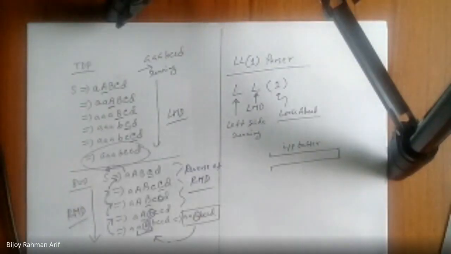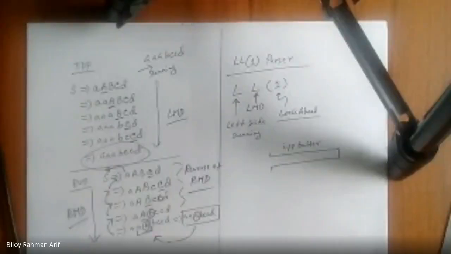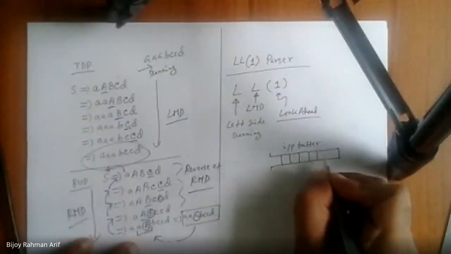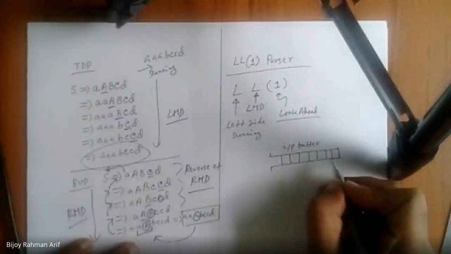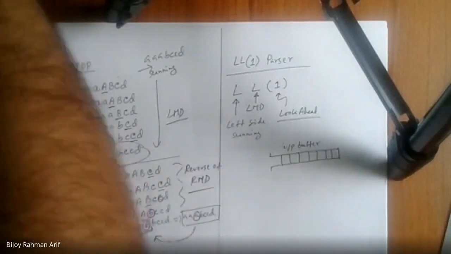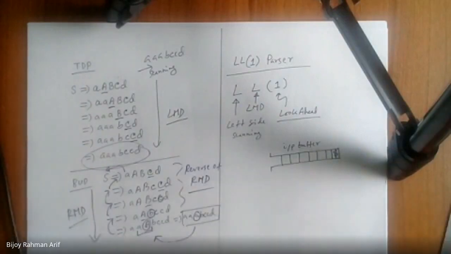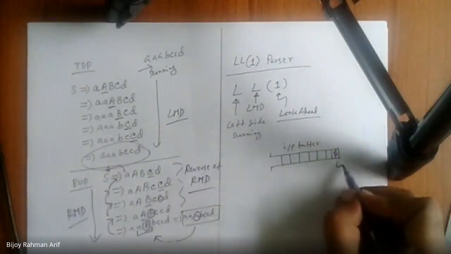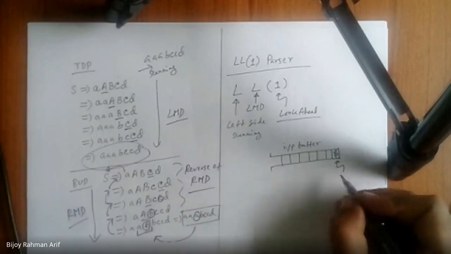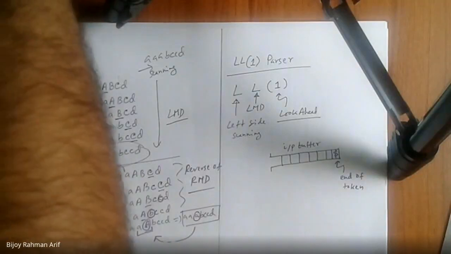What is the previous step of the parser? Scanner, or tokenizer. So all the tokens should be stored over here. And remember, at the end of the tokens, there should be a special symbol. We call it dollar, or any other symbol if you want. What does this dollar mean? End of token.